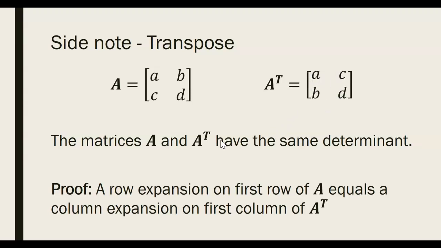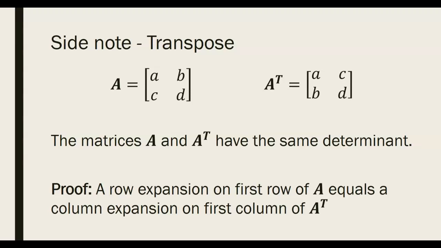And you can do this more in general too. If you think about row expansion on the first row, it has to be the same as the column expansion on the first column. So you're going to get the exact same matrices when you row expand versus when you column expand in the transpose. So the transpose and A have the same determinant, and so it makes our life a little bit easier with determinants. Again, we're not going to use that property so much.